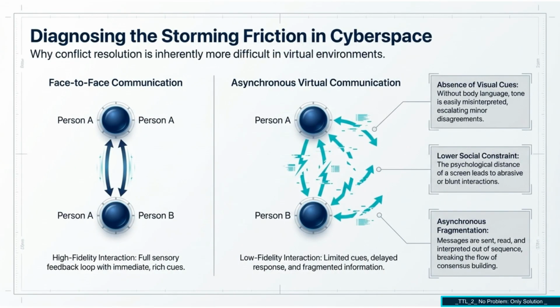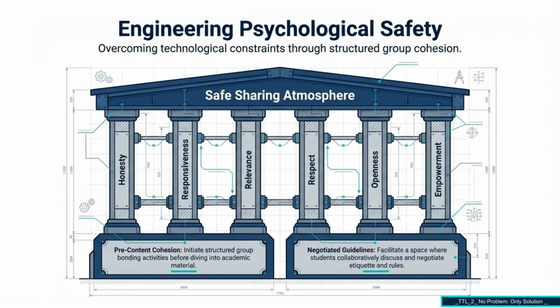Storming is often more difficult in virtual environments. The absence of visual cues, lower social constraints, and communication fragmentation can easily escalate minor conflicts. To overcome these technological constraints, we must engineer psychological safety. This involves fostering a culture of honesty, responsiveness, relevance, respect, openness, and empowerment.